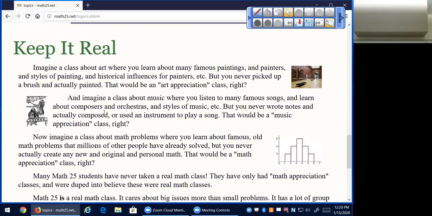You've had math appreciation classes and people lied to you and told you that they were math classes. You've done old problems other people made and already solved and they care about more than you. And you look at that, that's like art appreciation or music appreciation. You haven't made up your own personal things. The things you have been outside of school. When you're wondering, is it better if I buy a house or rent? Or how many presents can I afford to get my family this holiday season? Or what kind of vacation would make me happy considering how much money I have?